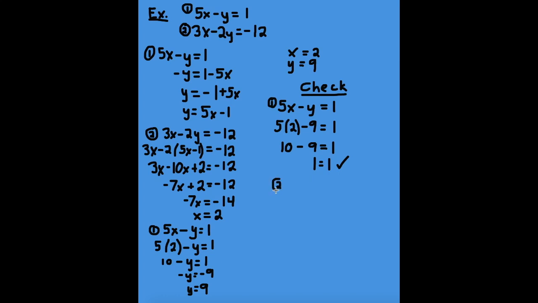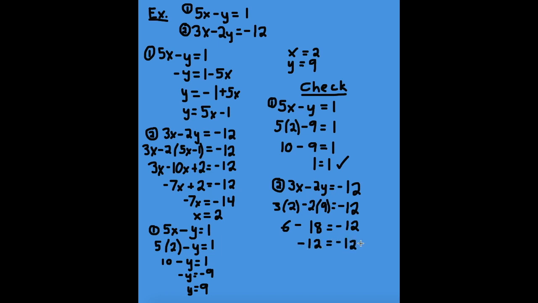So let's look at equation 2. Equation 2 is 3x minus 2y equals negative 12. When we plug x equals 2 and y equals 9 in it, we get 3 times 2 minus 2 times 9 equals negative 12. We then get 6 minus 18 equals negative 12. And we get negative 12 equals negative 12, which is correct. Negative 12 does equal negative 12. Therefore, x equals 2 and y equals 9 are the correct answers.